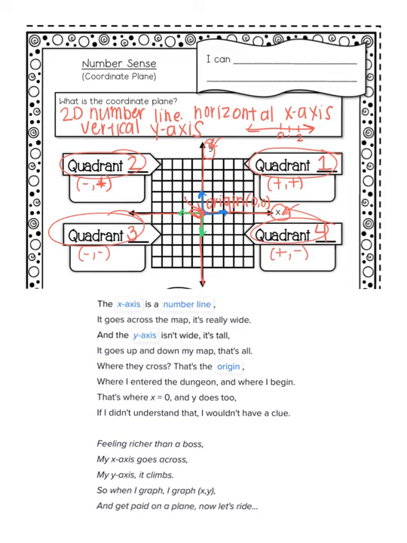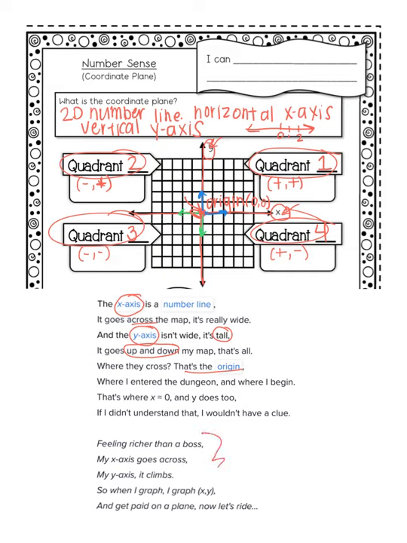And the vocabulary goes like this. The x-axis is a number line. It goes across the map. It's really wide. And the y-axis isn't wide. It's tall. It goes up and down my map. So this helps you to remember that the x-axis goes across and the y-axis goes up and down. It's vertical. Where they cross, that's the origin, where I entered the dungeon and where I begin. And that's where x equals 0 and y does too. If I didn't understand that, I wouldn't have a clue.